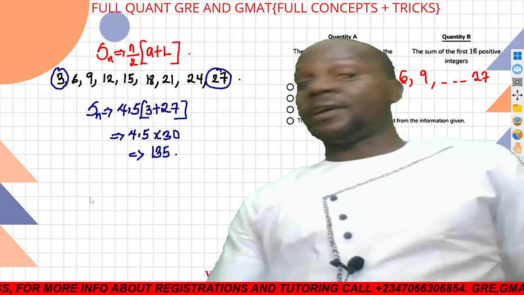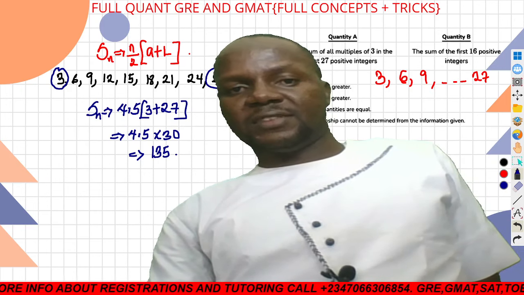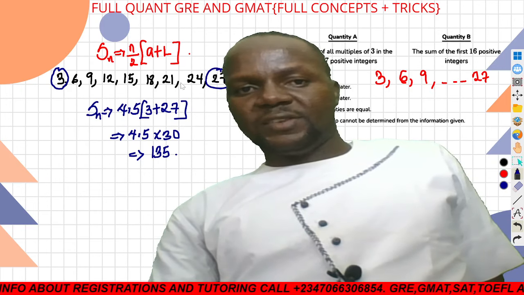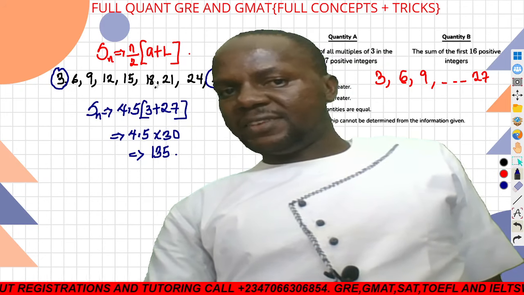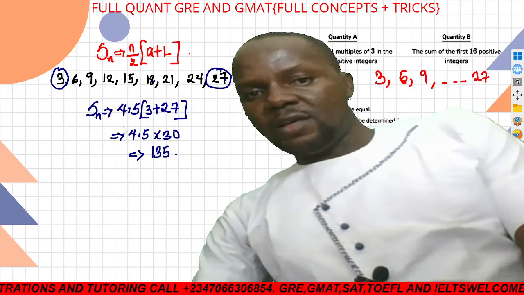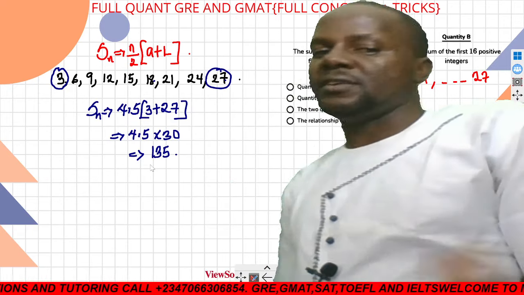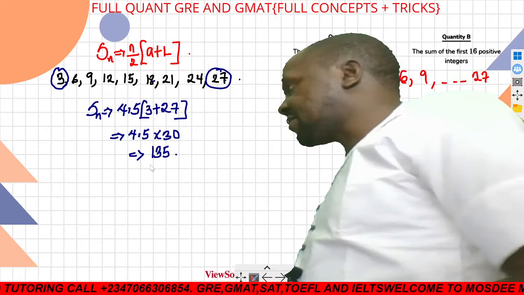So that is that. Another way of getting it is you can group the numbers. 3 and 27 is 30. 6 and 24 is 30. 9 and 21 is 30. 12 and 18 is 30. That is 4 groups. Then the last one, 15, has no group. That is half. Now 4.5 multiplied by the 30. I hope you understand this.